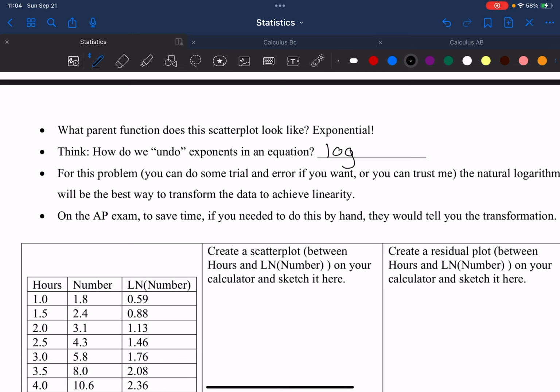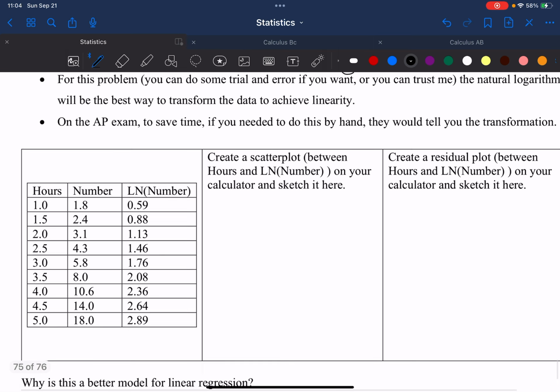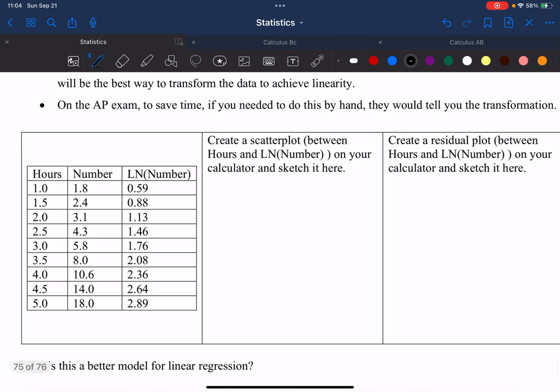Okay, so what we're doing now, it says we're using the same data, but it says between hours and the natural log of numbers. So what we're actually going to do is take this whole value here and take the natural log of it. Then we're going to sketch the scatter plot and residual and see what happens.